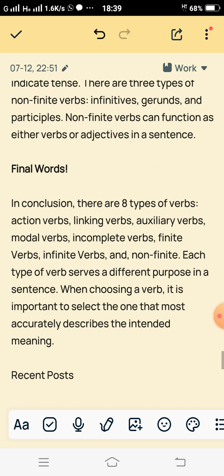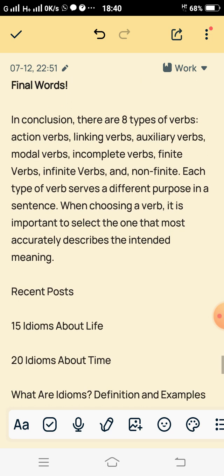Final words. In conclusion, there are eight types of verbs: action verbs, linking verbs, auxiliary verbs, modal verbs, incomplete verbs, finite verbs, infinitive verbs, and non-finite verbs. Each type of verb serves a different purpose in a sentence. When choosing a verb, it is important to select the one that most accurately describes the intended meaning.